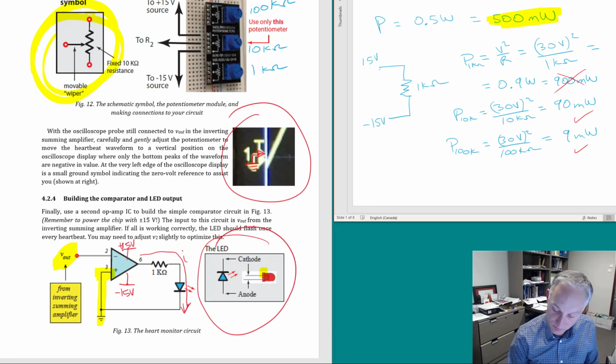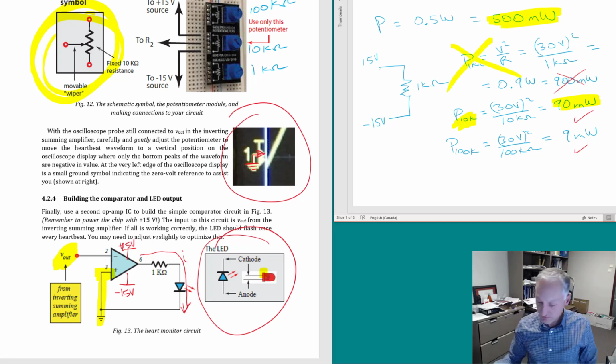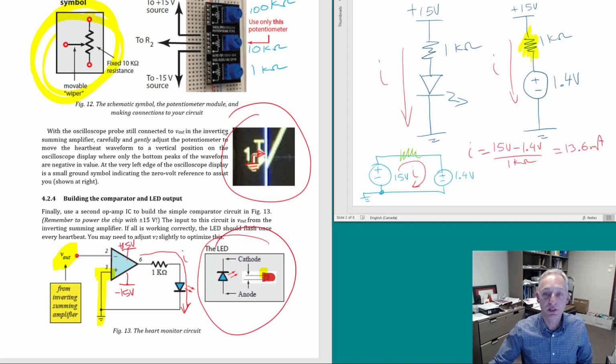I think a really good value is going to be the middle one. So use the 10K, the middle one. Don't use the 1K. Okay, that's pretty well it. Hope that's helpful. Good luck with the lab.